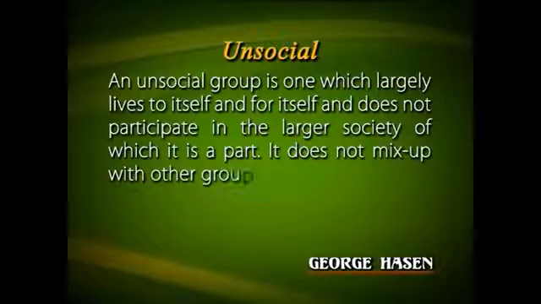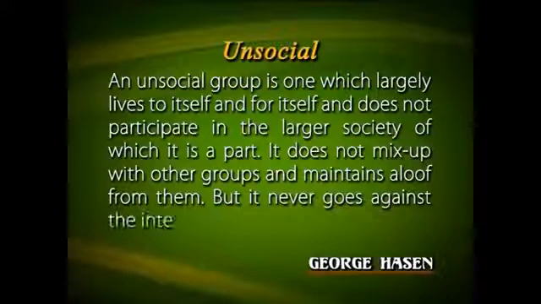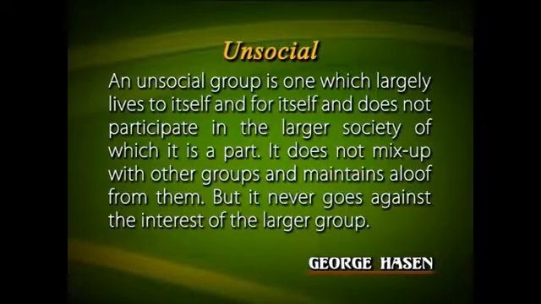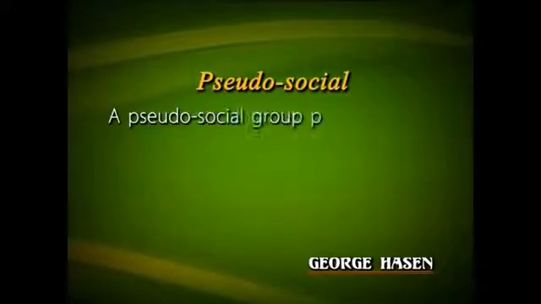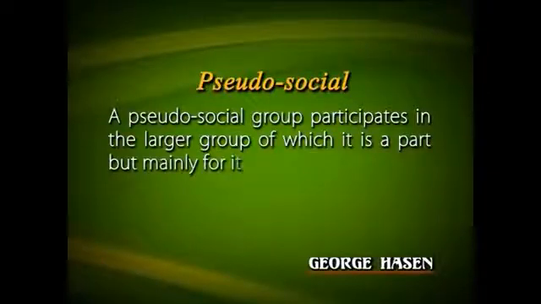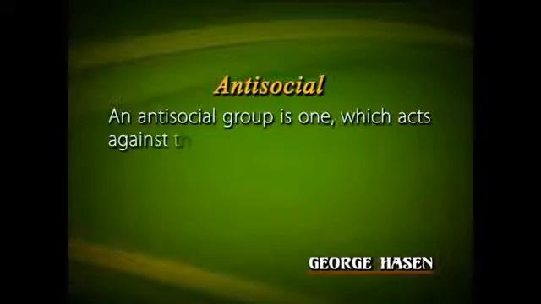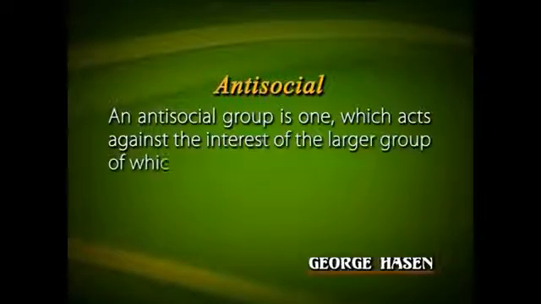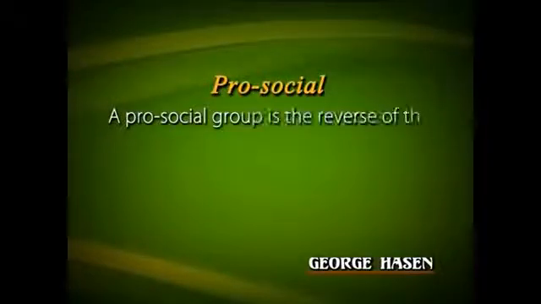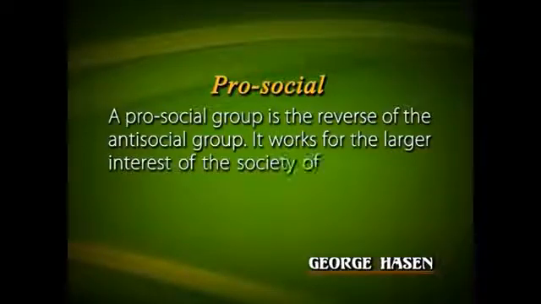It does not mix up with other groups and maintains aloof from them, but it never goes against the interests of the larger group. A pseudo-social group participates in the larger group of which it is a part, but mainly for its own gain and not for the greater good. An antisocial group is one which acts against the interests of the larger group of which it is a part. A pro-social group is the reverse of the antisocial group. It works for the larger interests of the society of which it is a part.